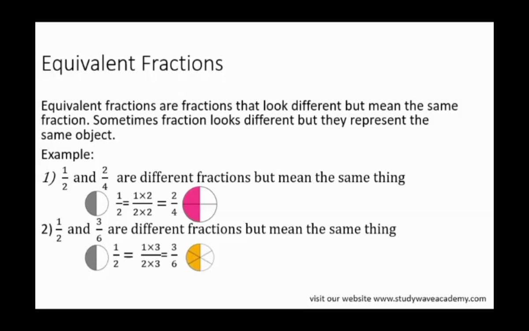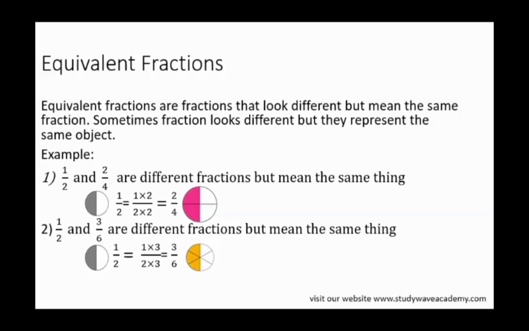Now 2/4, we can see the circle beside it, right? The circle is divided into 4 parts, right? That's why the denominator is 4. And how many parts are shaded? 2 parts. That's why the 2 is known as the numerator, because it represents the shaded part.